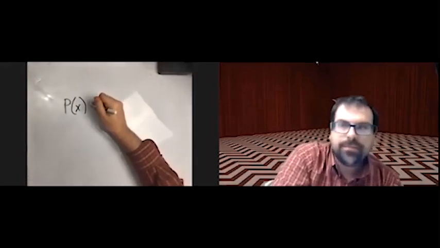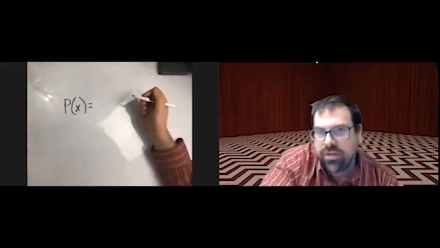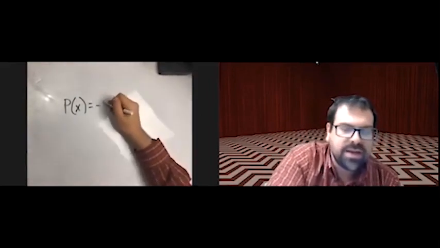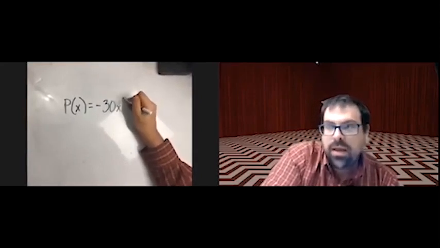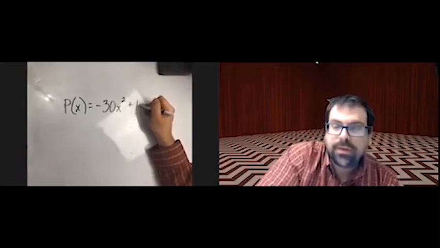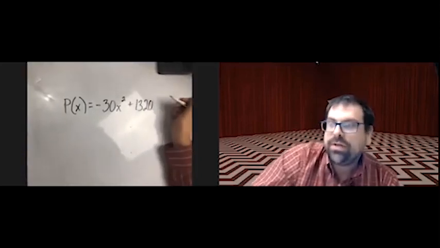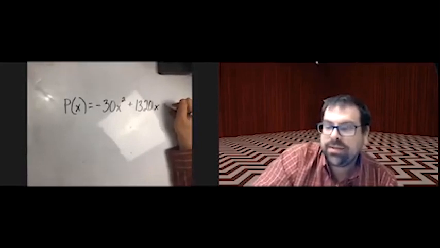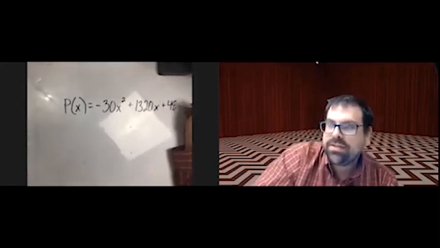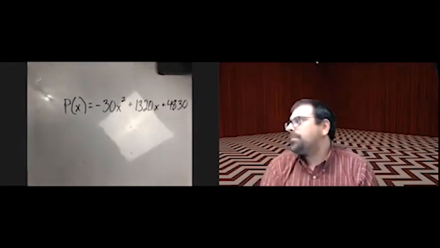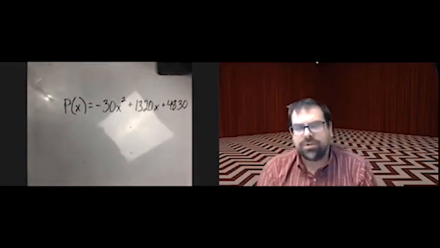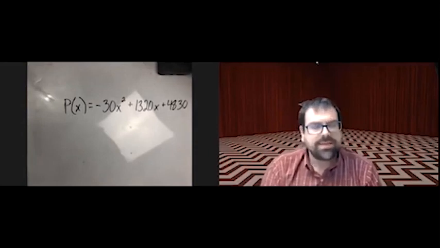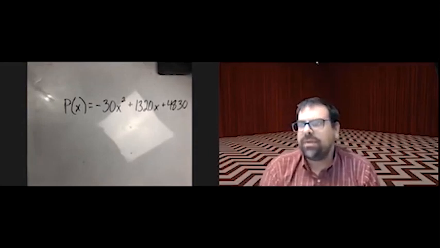P of x is a profit function. Specifically, it's going to be negative 30x squared plus 1,320x plus 4,830. x is the number of cars produced per shift. Like I said, P of x is the daily profit.